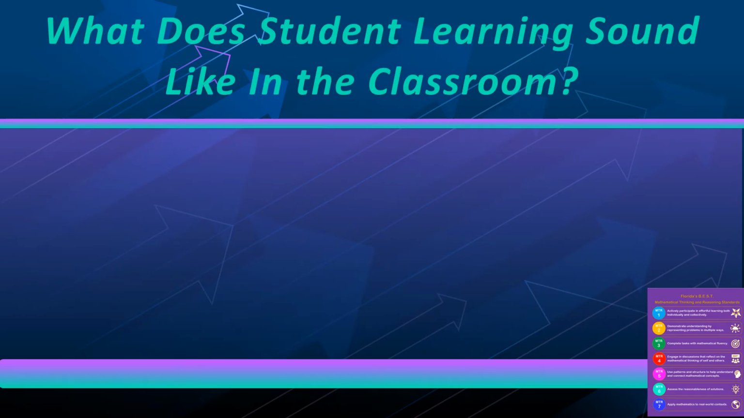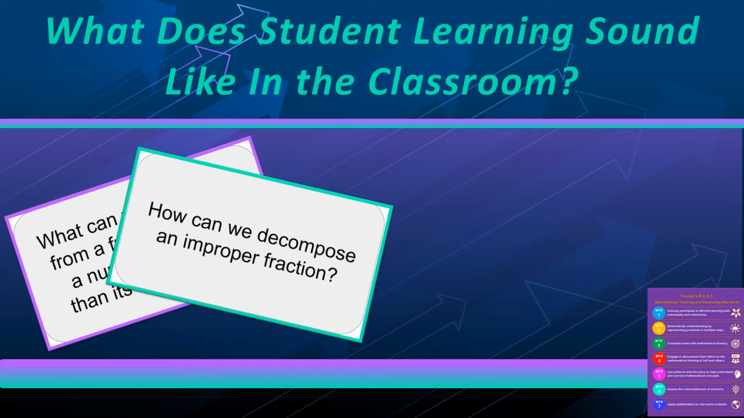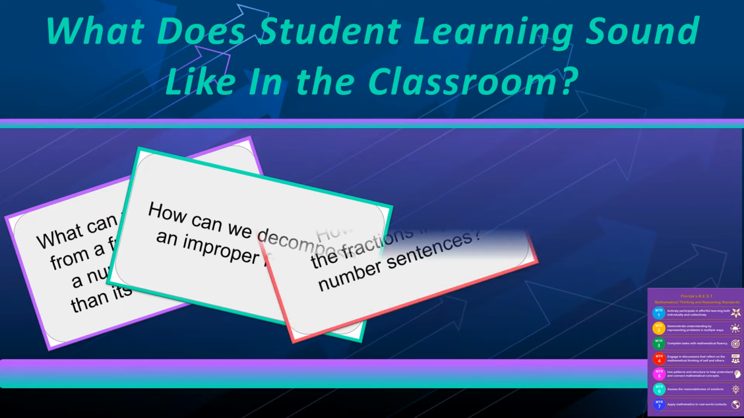What does student learning sound like in the classroom? Students should be able to answer a variety of questions, such as what can you determine from a fraction that has a numerator greater than its denominator? Students should be able to say that a fraction with a numerator greater than its denominator is a fraction over 1 whole, or is a fraction greater than 1. How can we decompose an improper fraction? Students should be able to use equations, models, and decompose fractions greater than 1 in multiple ways.